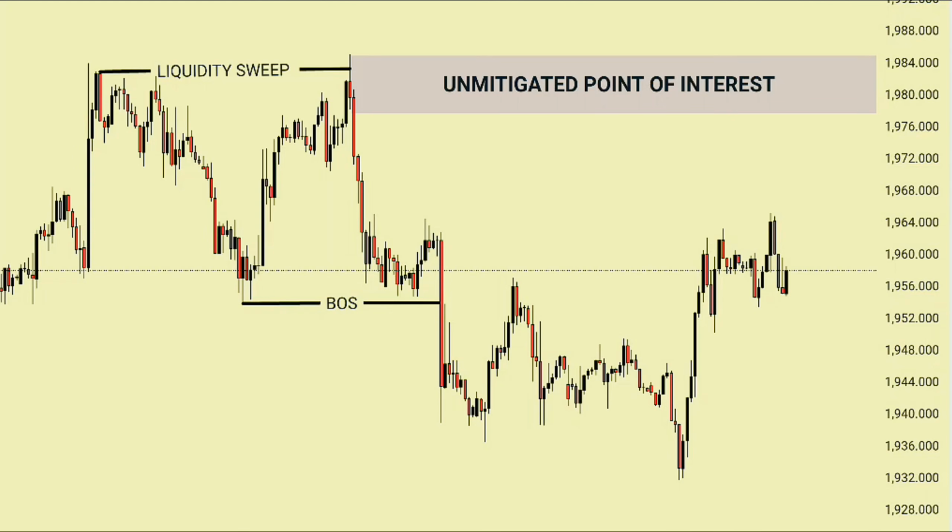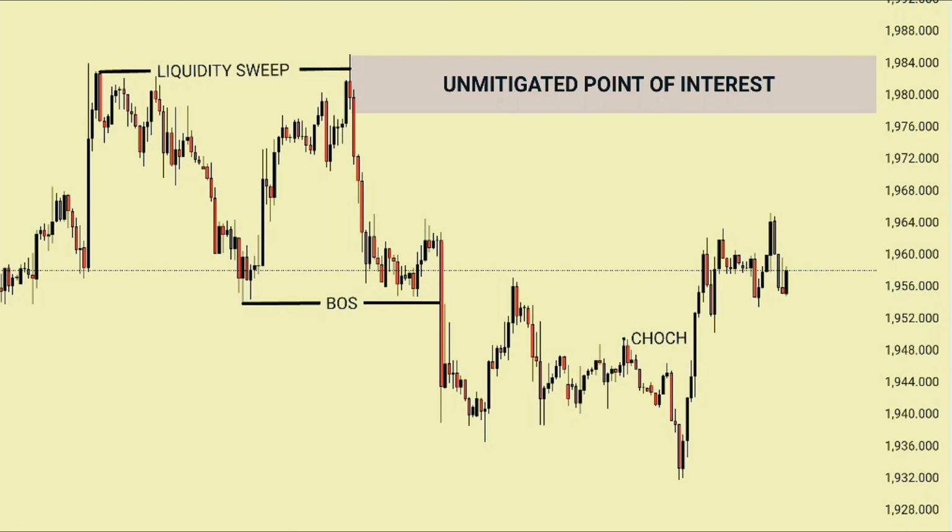When price finally reaches the unmitigated point of interest, it reacts immediately. You can see hesitation, rejection, and loss of bullish momentum. This confirms that the zone is being used for distribution, not continuation. Once the unmitigated point of interest is respected, price reverses with strong bearish intent and targets lower liquidity and the order block below. The change of character is the earliest warning that market behavior is shifting.